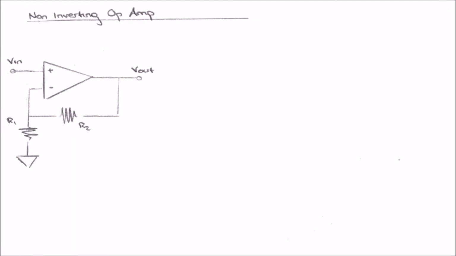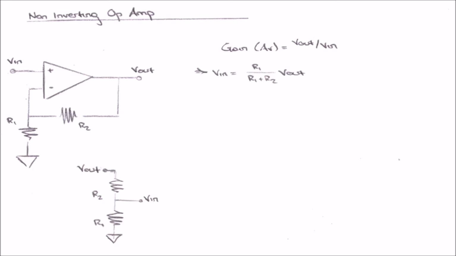In this lab, we'll be analyzing op-amp circuits. Let's start by deriving the equation for gain for a non-inverting op-amp. So to find the gain, we need to know the relationship between Vout and Vin. Now a good place to start is knowing that R1 and R2 are arranged like a voltage divider.